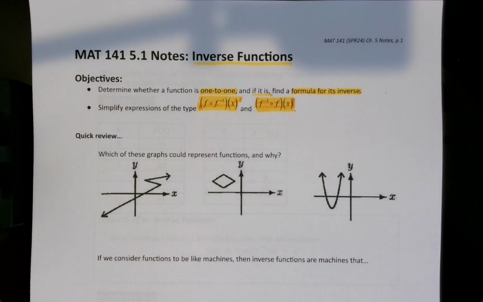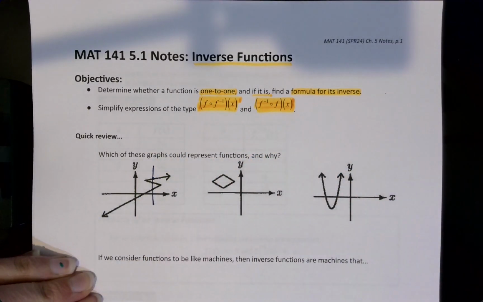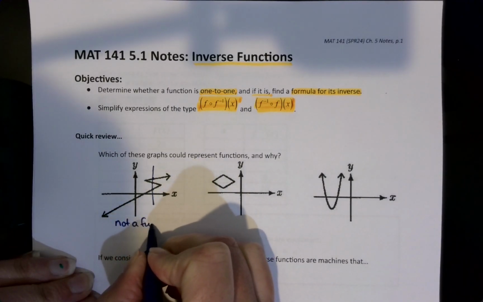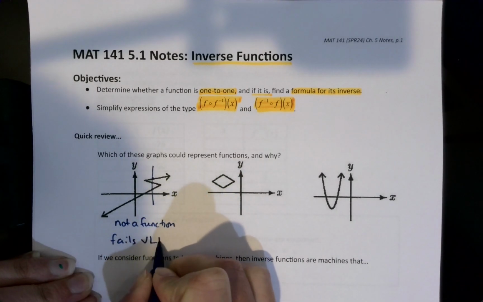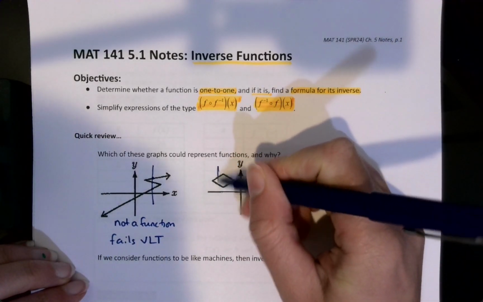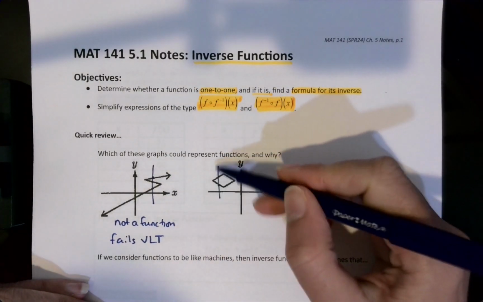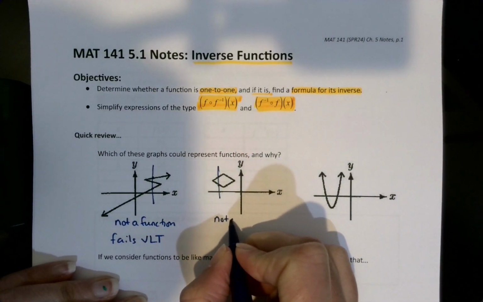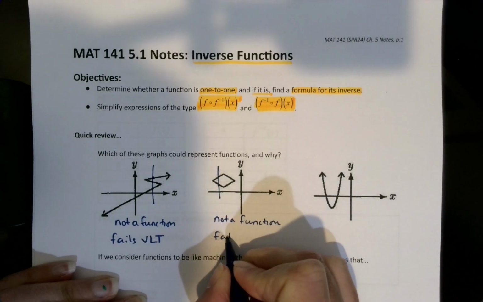First, we've got ourselves a quick review. Which of these graphs could represent functions and why? If I look at this first graph right here, I'm going to notice that it is not a function because it fails the vertical line test. In this second graph here as well, we're also going to see that it fails the vertical line test. If I was to draw a vertical line in several different places here, I'm able to cross more than once. So once again, this is not a function. It fails the vertical line test.